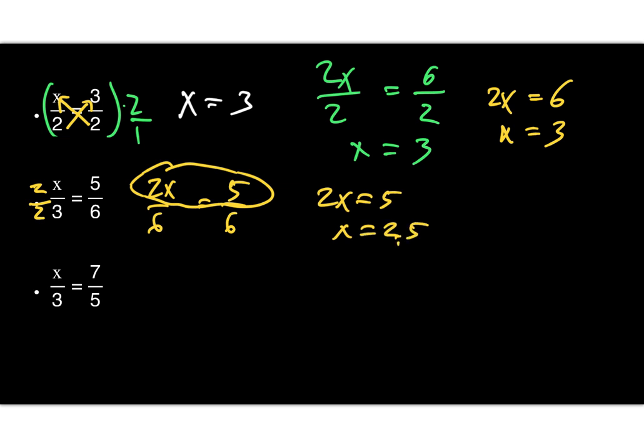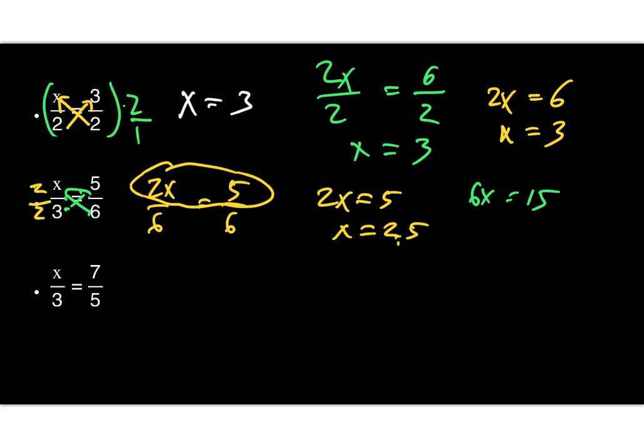Divide by 2, x equals 2.5. Now, you can also cross multiply and divide. 6 times x is 6x. 3 times 5 is 15. It's going to get you the same place.